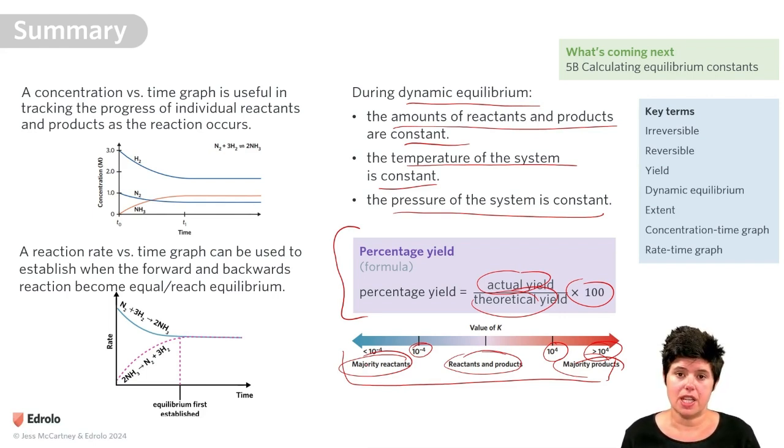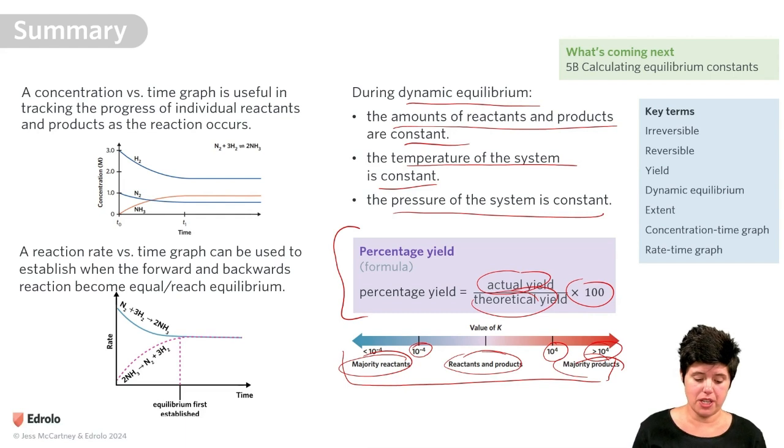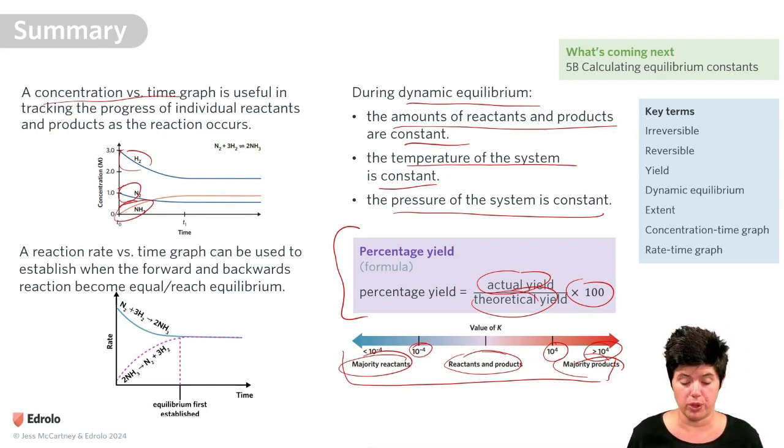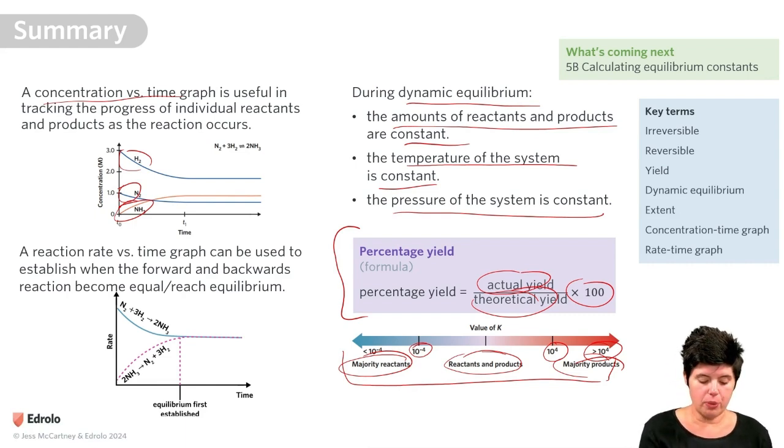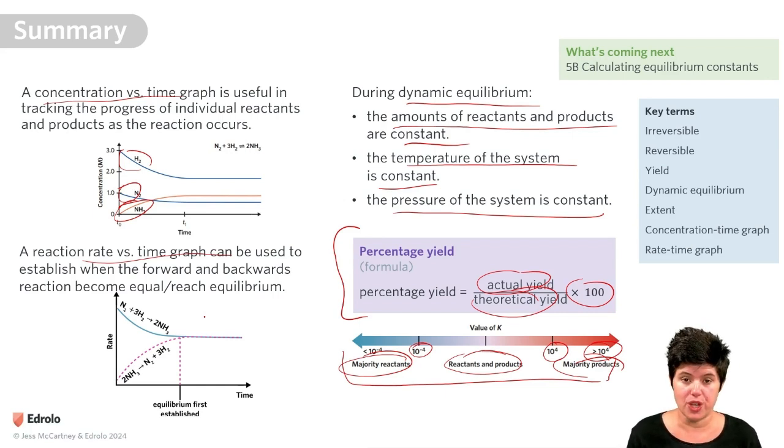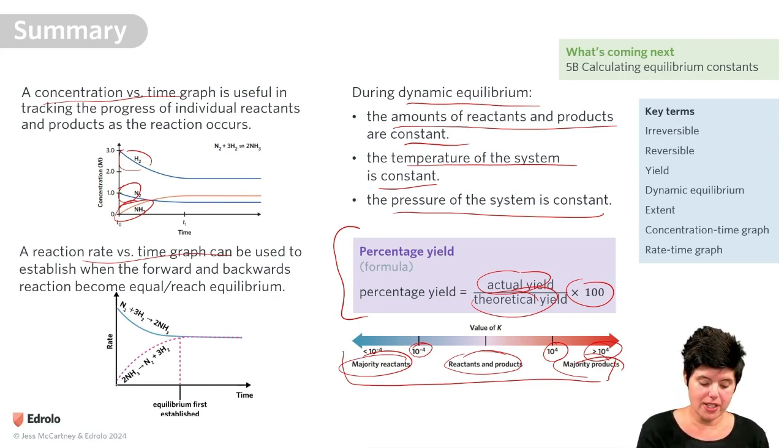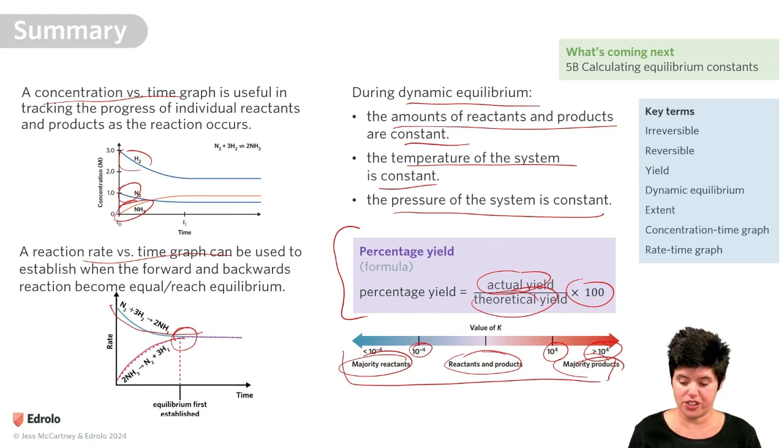Now we can represent equilibrium 2 ways. So it can be the concentration time graph, where we're looking at the concentration of the reactants and products, so the reactants decreasing as they react and the products increasing, and vice versa, depending on whether we're looking at the reverse or forward reaction. Now with the reaction rate time graph, it can be tracking both the forward and reverse reaction at the same time, and when they reach those equal points on the graph, that's when equilibrium has been established.